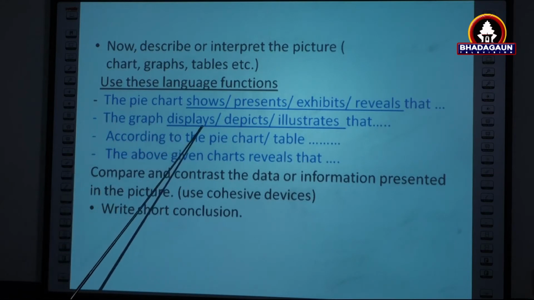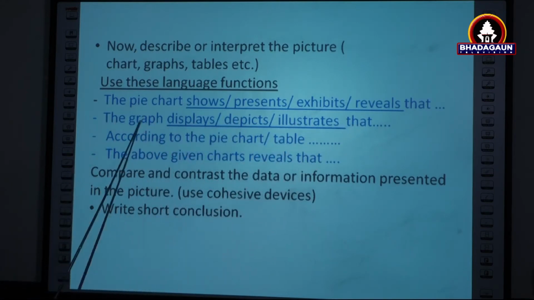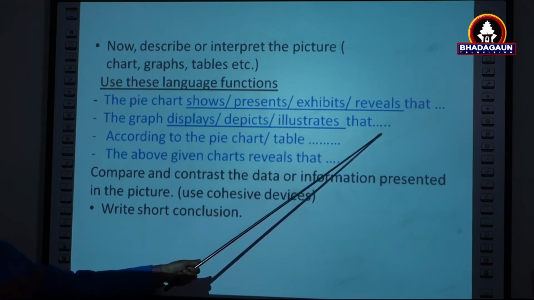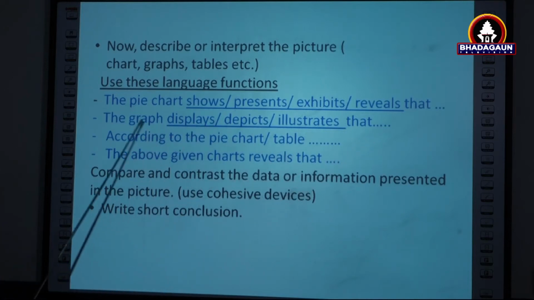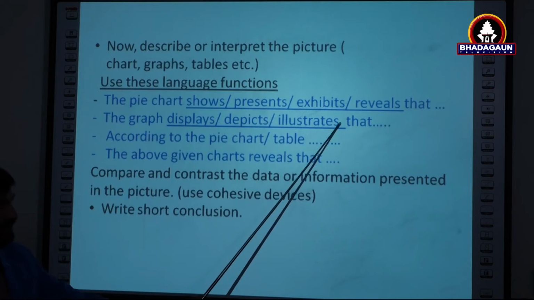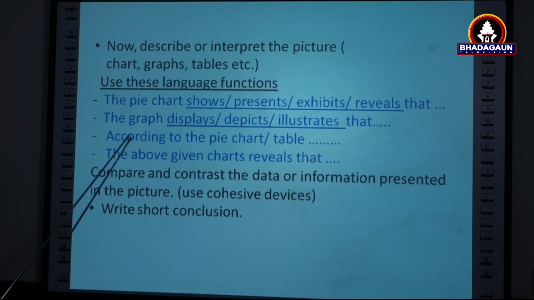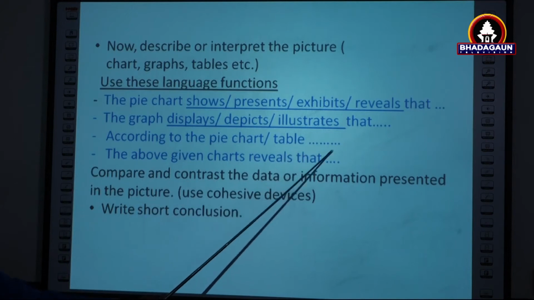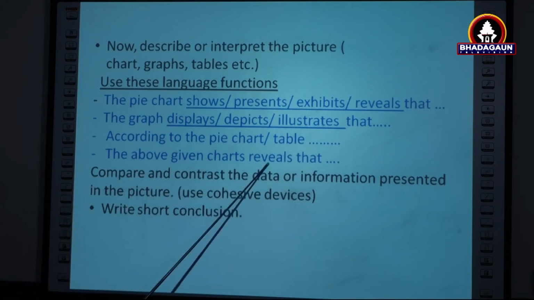Second one: the graph displays, depicts, illustrates that. The graph, pie chart or table, whatever is there, displays, depicts, illustrates that. So when you present the ideas, information and data, you use these language structures to make your answer logical. Again, the third one: according to the pie chart, according to the table, according to the flow chart. You have to add these language functions in your answer. Next one is the above given chart reveals that. The above presented chart reveals that, presents that, exhibits that.